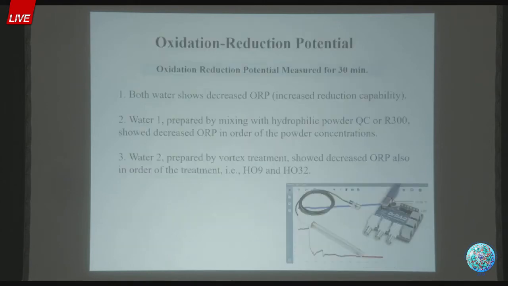And again, I measured the oxidation reduction potential for 30 minutes. Both waters showed a decreased oxidation reduction potential. It means that the reduction capability increased. Water 1, prepared by mixing with hydrophilic powder, showed decreased ORP in order of the powder concentration. And water 2, prepared by vortex treatment, also showed decreased ORP in order of the treatment, that is, HO9 and HO32.